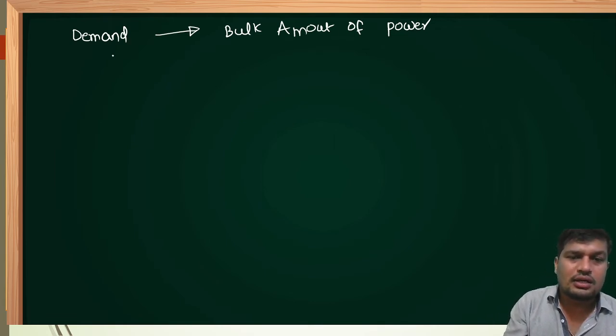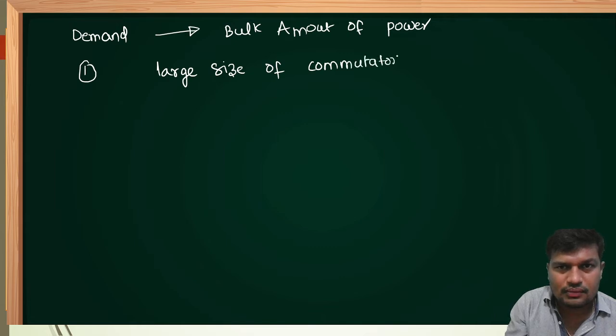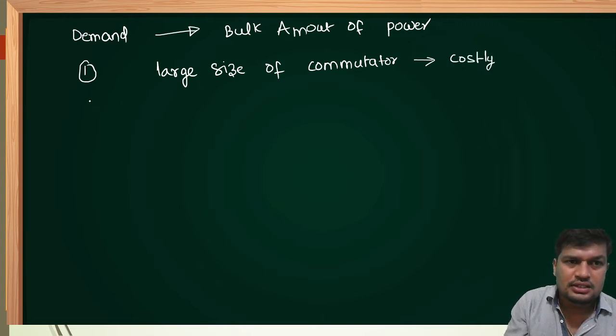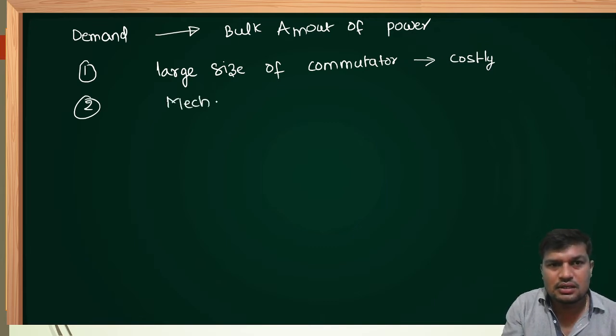In order to generate bulk amounts of power, DC generation has certain disadvantages. The first disadvantage is we require a large size of commutator. Maybe in machines you studied, we require a large size of commutator, which is more costly. This is the first disadvantage. Second, as the size of the commutator is more, its mechanical losses are also more.